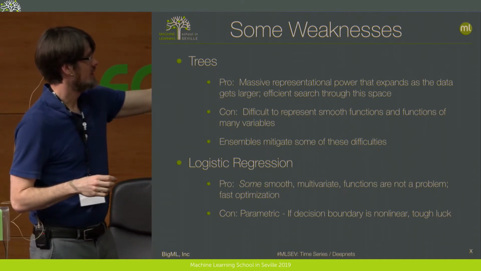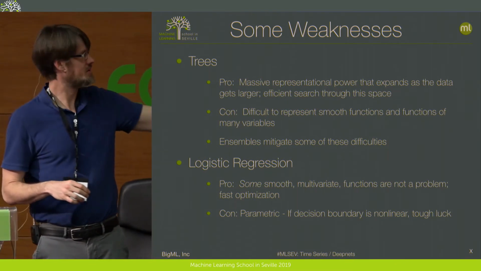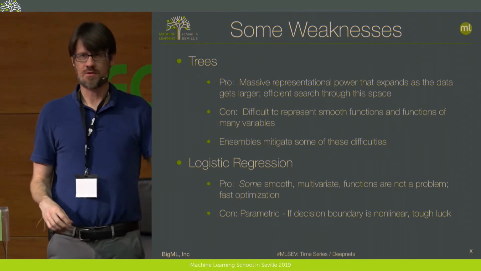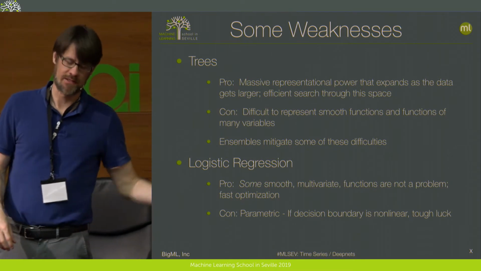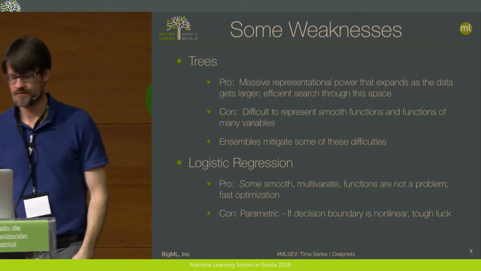Unfortunately, it's parametric. So if your data doesn't meet the assumptions of logistic regression, then you're out of luck. Decision trees, you can just feed it more data until it finally gets the point. Logistic regression, you can't pull that trick.